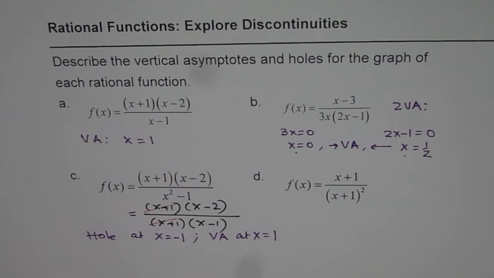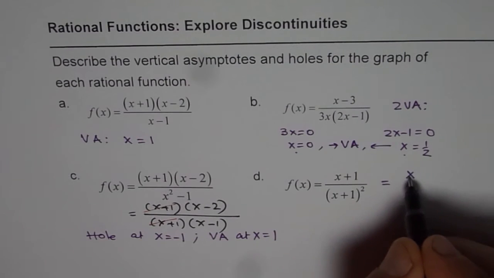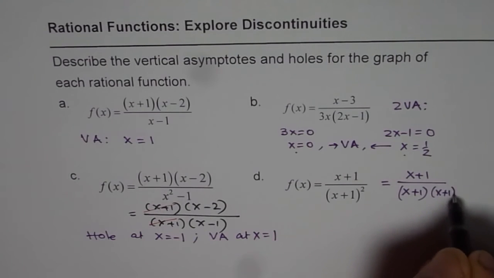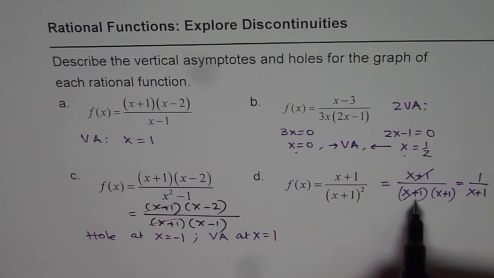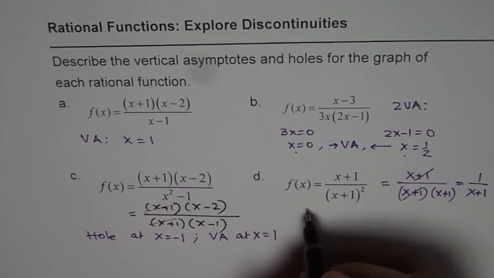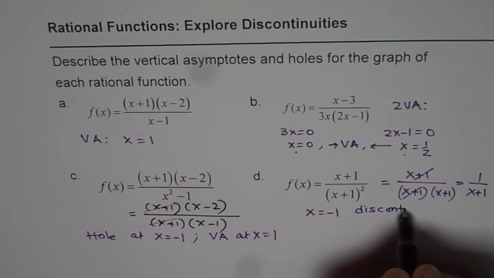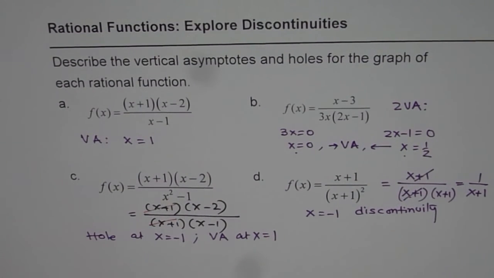The last one here. In this particular case, we have (x plus 1) divided by (x plus 1) whole squared. So I can write this as (x plus 1) over (x plus 1) times (x plus 1). Now this cancels out, and still we are left with 1 over (x plus 1). And of course we cannot have x equals minus 1. Now here it is a combination. So at x equals minus 1, we have a discontinuity. Now you have to tell me whether it is a hole or a vertical asymptote. What is it?